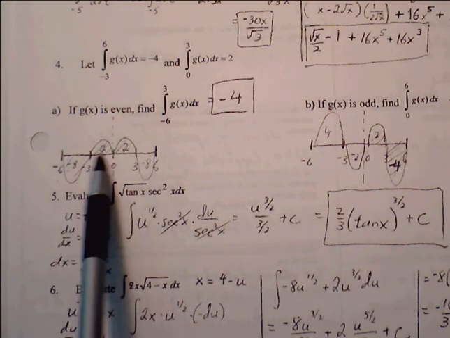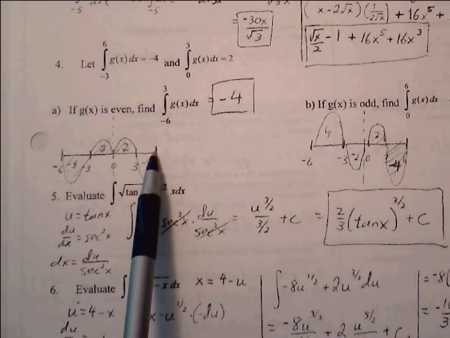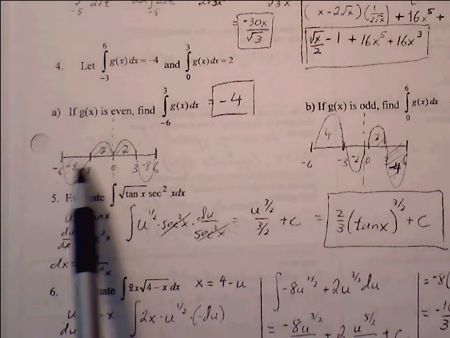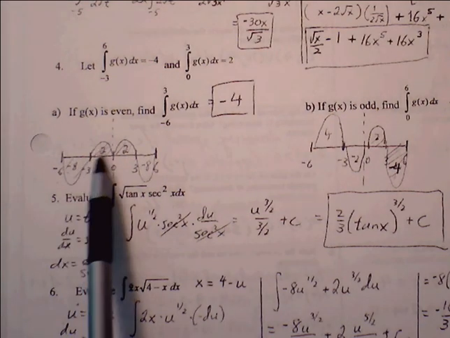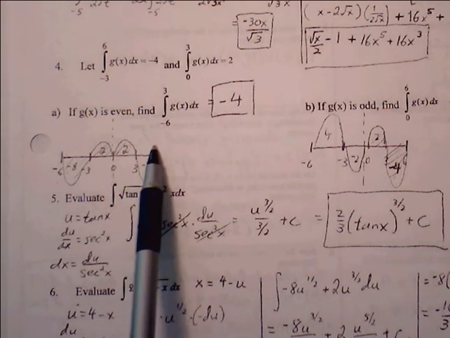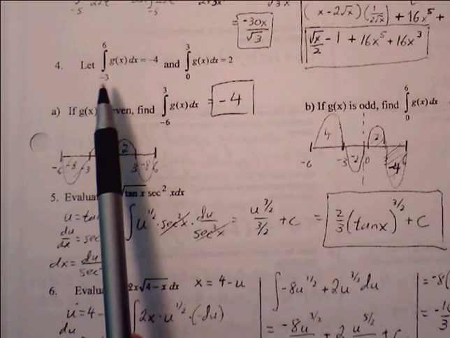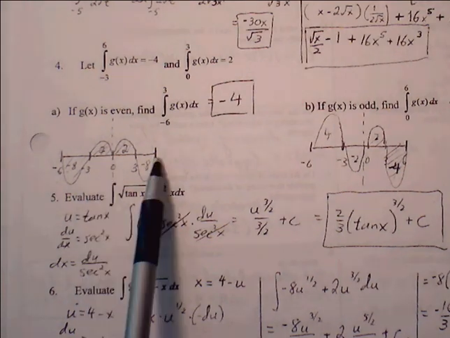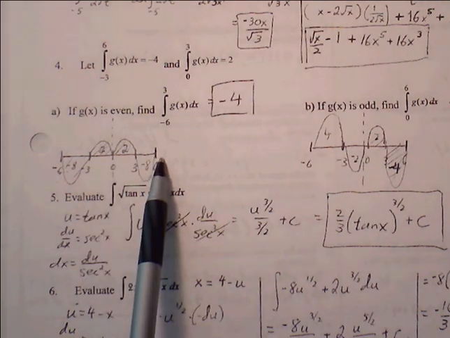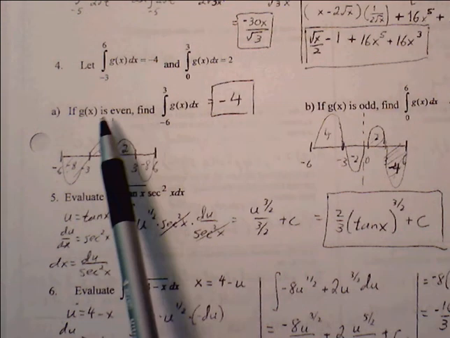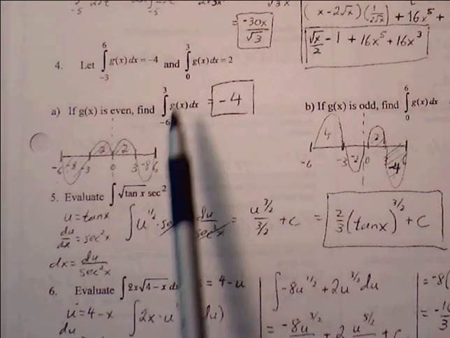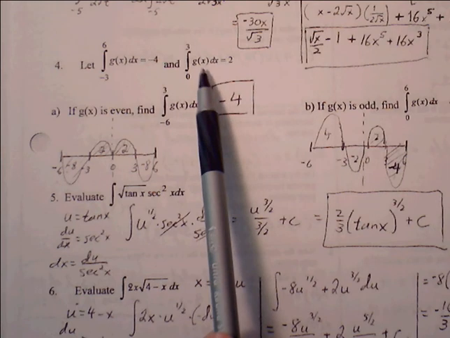So I'm going to create a graph here with the origin at 0, 0, and I'll just space everything out evenly. Negative 6, negative 3, 0, 3, and 6. Okay, so the net accumulation from negative 3 to positive 6 is going to be negative 4. And along the way, I need to make sure that the graph is symmetrical about the y-axis. All right, let's look at this here. Maybe this will be more helpful.